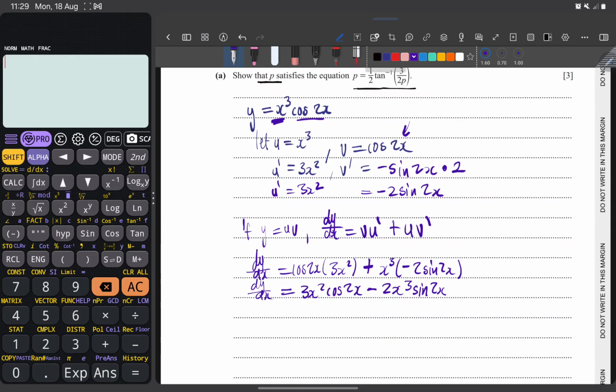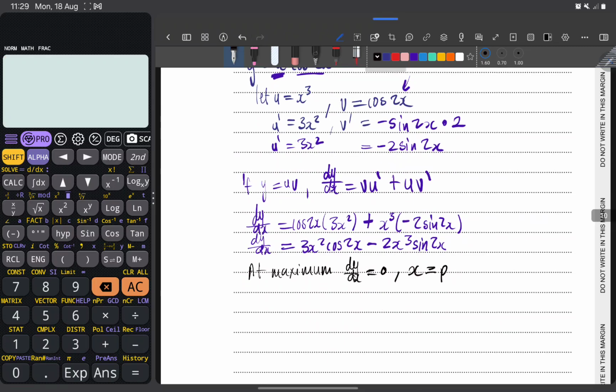But now we have a maximum point. So what do we know? We have found our derivative, and we know that at maximum, dy dx is equal to 0. And they also said x will be equal to p. They said you should make x be p at this point. So what are you going to now have? You say, what is your dy dx? You'd say 3x squared cos 2x minus 2x cubed sine 2x. This is equal to 0.